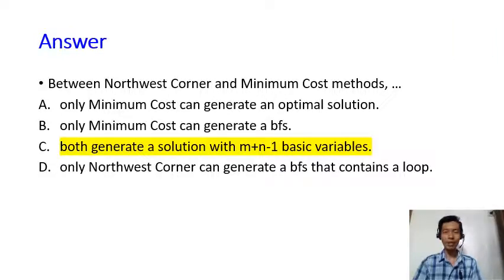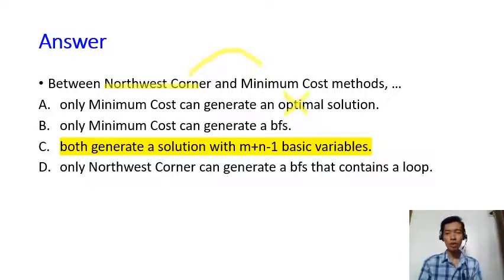So the correct answer is C. A is wrong because it says minimum cost can generate an optimal solution. Well, it only helps us to generate a BFS, and we don't know whether the BFS is optimal or not. Maybe it is optimal, maybe it is not, but you can say the same thing with the northwest corner method, right? So the main point is both of them only generate a BFS.